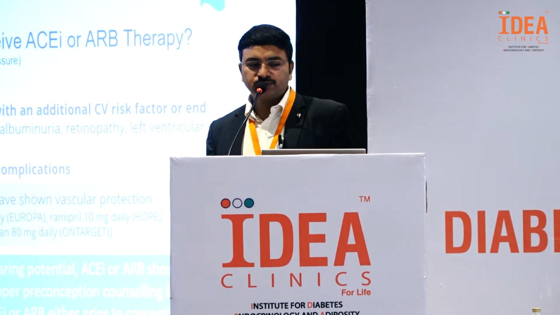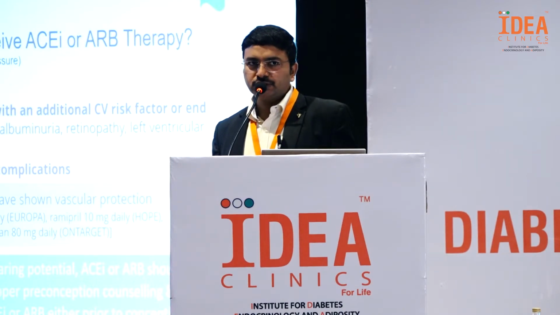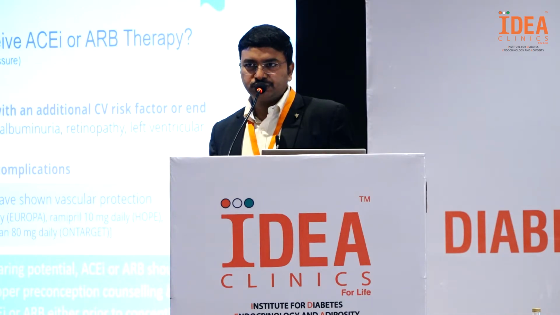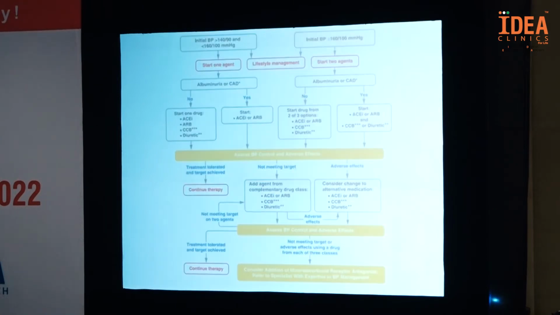And when should we start this medication? If the patient has clinical cardiovascular disease, already had one MI or peripheral vascular disease or cerebrovascular disease. In these patients, we need to give ACE inhibitors and ARBs, provided other contraindications are not there, like renal failure or hyperkalemia, and microvascular complications like proteinuria, albuminuria. And what are the recommended doses? Suppose you give perindopril, you need to give a maximum dose of 8 mg, and ramipril 10 mg daily, and telmisartan you need to go up to 80 milligrams. These are the strengths that were studied in the randomized studies to have major cardiovascular benefits. And we need to be careful, especially in pregnant women and women of childbearing age, while starting this medication.